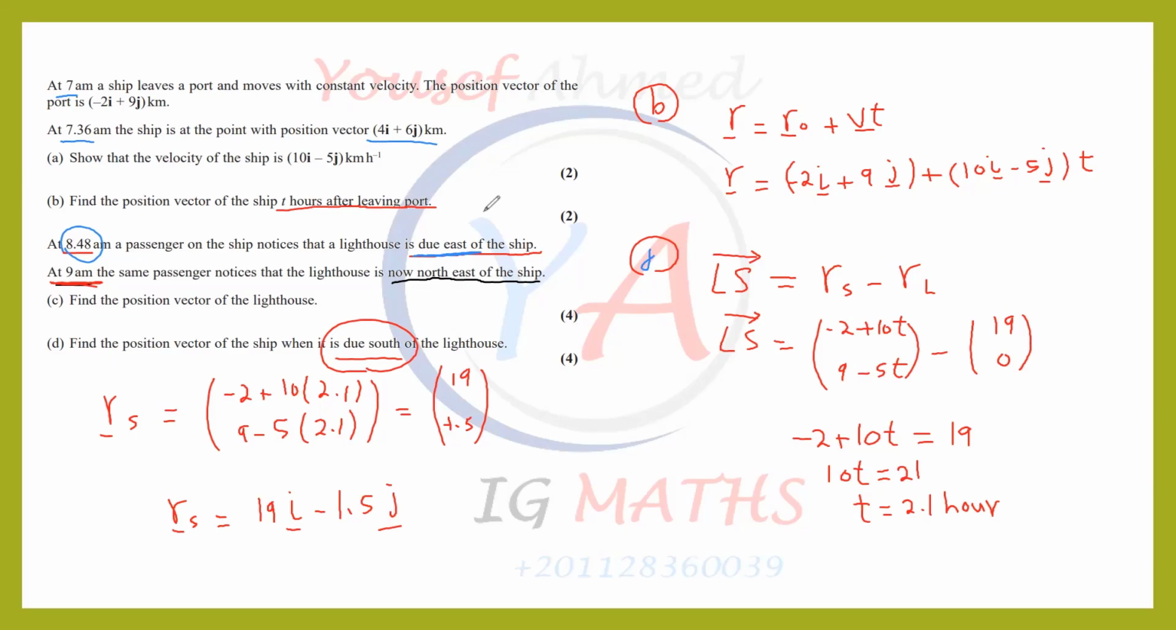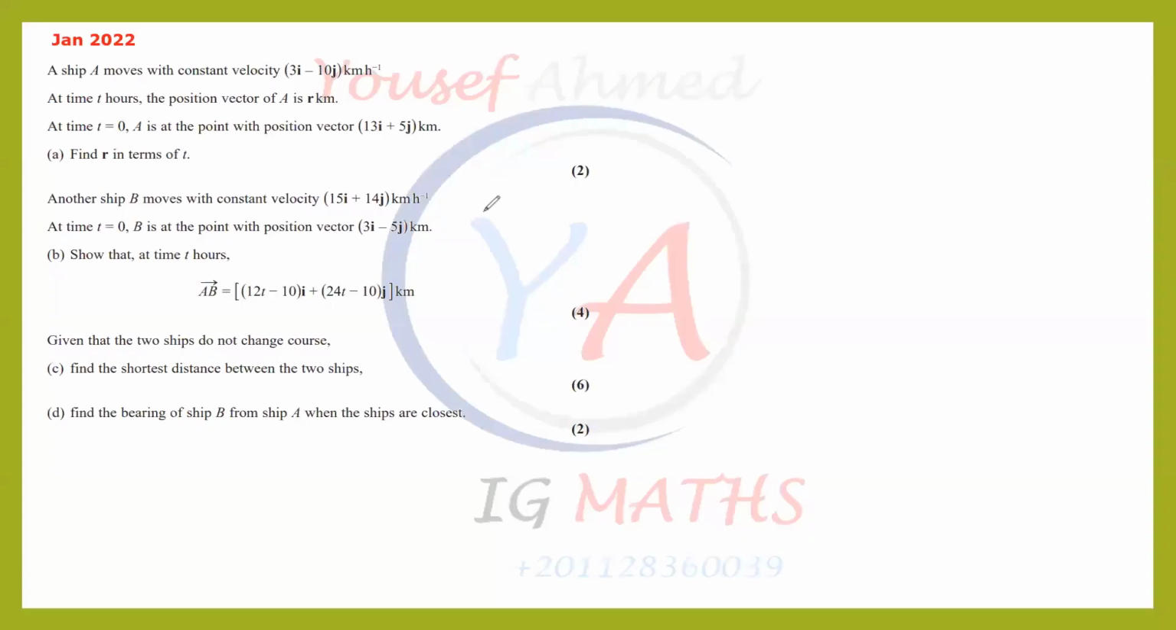Let's move to one more question. This question is from the Jan 2022 exam. It says a ship A moves with constant velocity 3i minus 10j kilometers per hour. At time t hours, the position vector of A is r kilometers. At time t, A is at the point with position vector 13i plus 5j. So now we have the position vector for ship A. This is the initial position vector, and here's the velocity. So we need to find r.